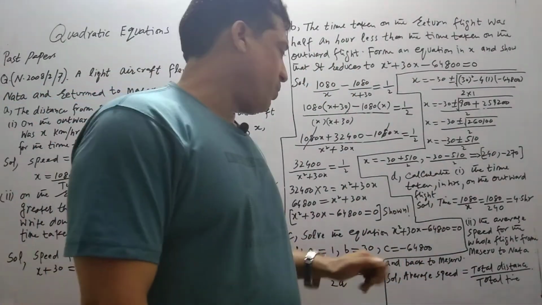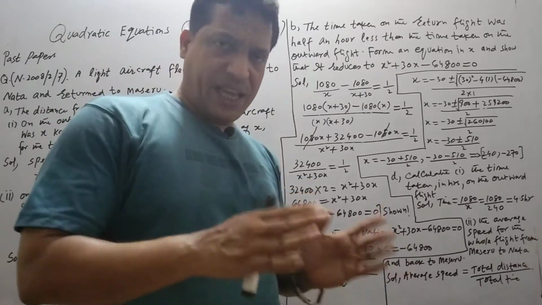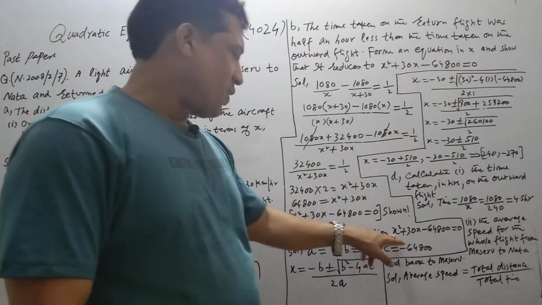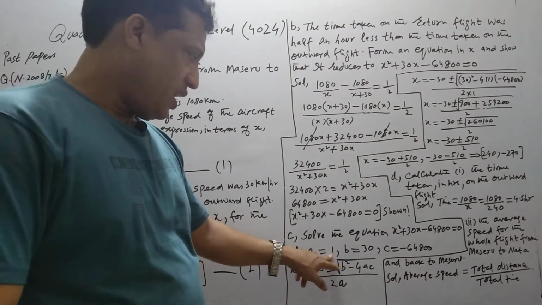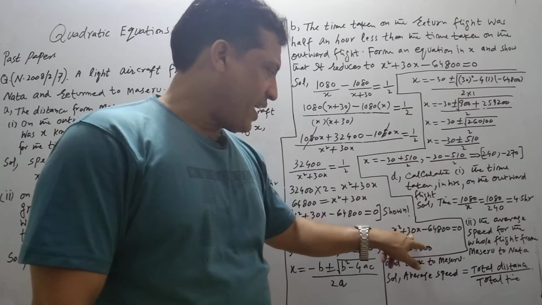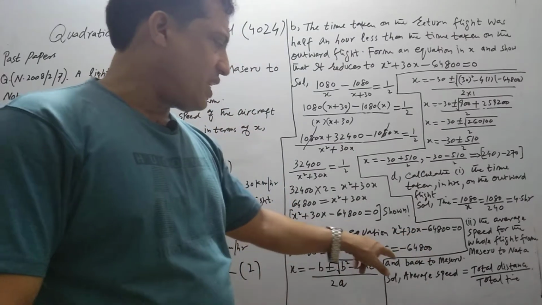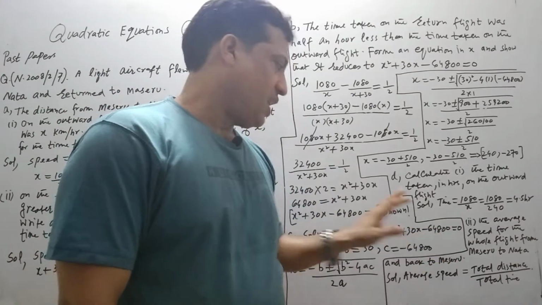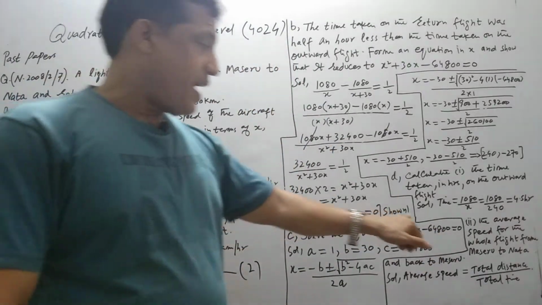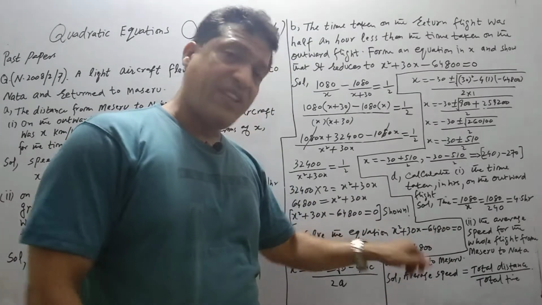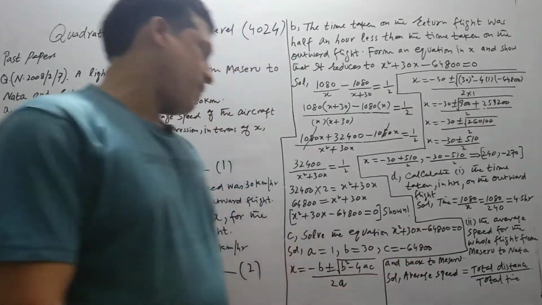How to apply the quadratic formula? We need three constants, a, b and c. What is a? The coefficient of x square. In this case, the coefficient of x square is 1. What is b? The coefficient of x. The coefficient of x in this case is 30, and c is the constant. What is the constant? It is minus 64800. So if you see a minus sign in a, b and c, you must write the number with the minus sign. So c is in minus.